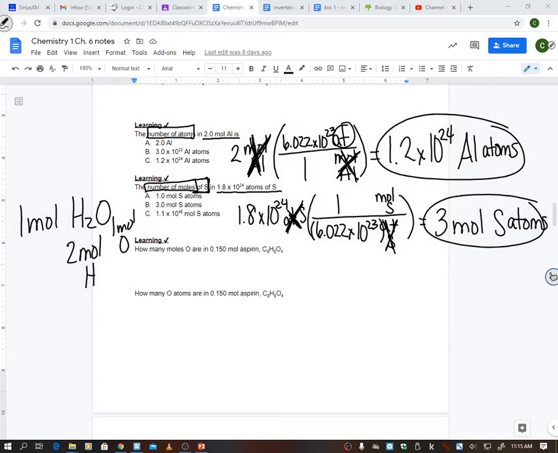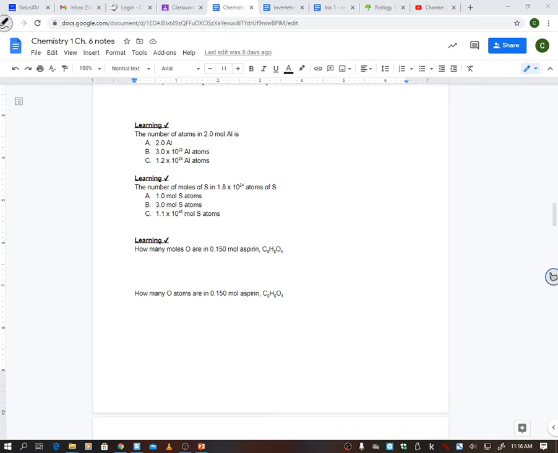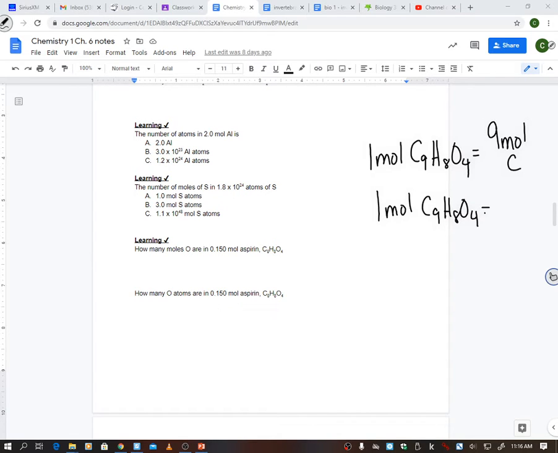So if I'm looking at aspirin here, if I have 1 mole, I'm going to erase everything that I've done so far here, so I have room. So if I have 1 mole of C9H8O4, that means that I have, I'm sorry guys, 9 moles of carbon. 1 mole of C9H8O4, I have 8 moles of hydrogen. You can see where I'm going with this. I've got 4 moles of oxygen.